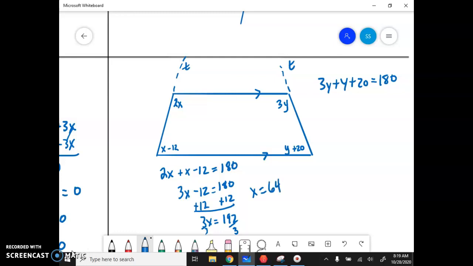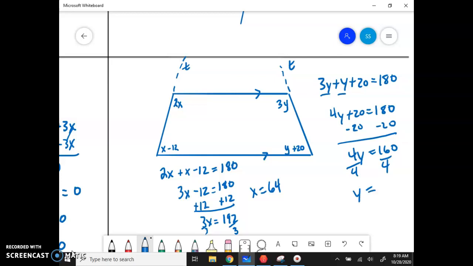And to solve for y, again, combine like terms first. 4y plus 20 is equal to 180. Subtract 20 on both sides. You're left with 4y is equal to 160. And last step, divide by 4 on both sides. You're left with positive 1y is equal to 40.